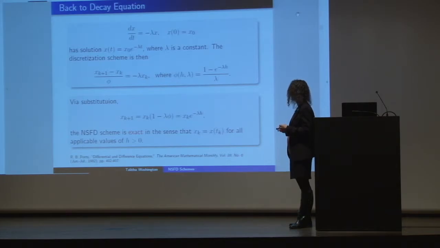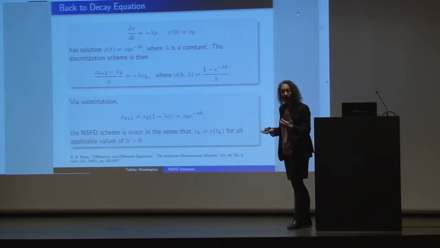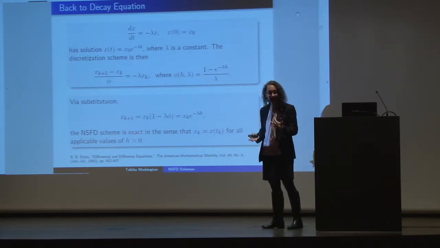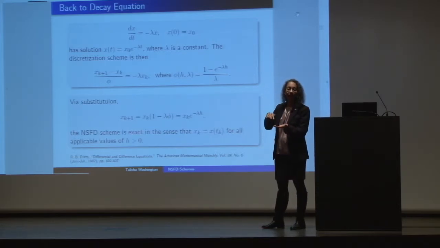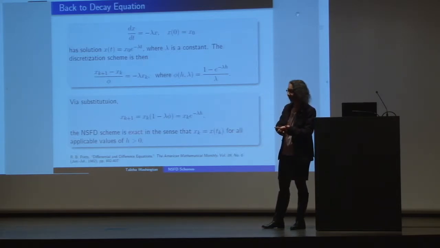Lambda is just a constant. Now, what we could do is take the top, the dx, the change in x, as x of k plus 1 minus x of k. But now we're going to do something fancy with the change in the time step. We're going to call it phi. Perhaps we can incorporate some of the dynamics of the equation into the change in the time step.